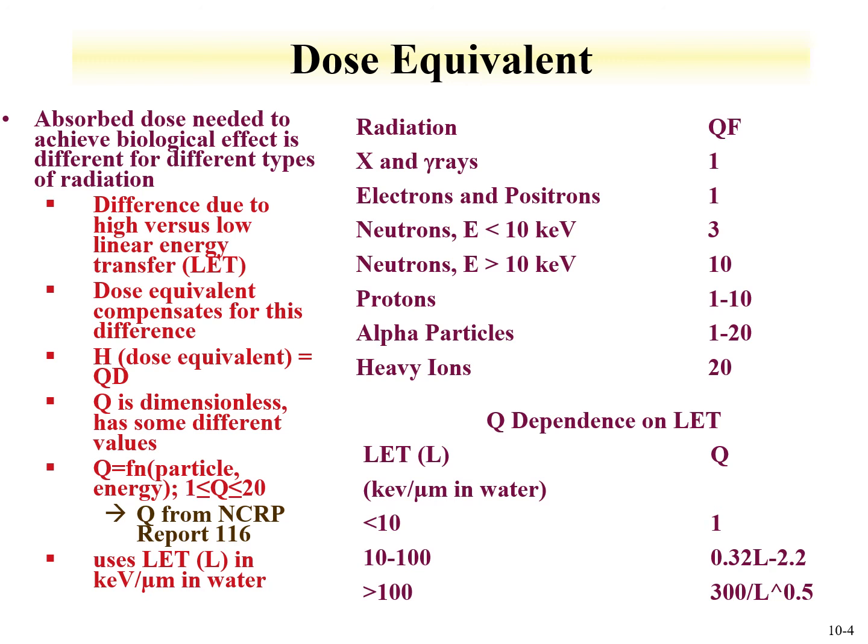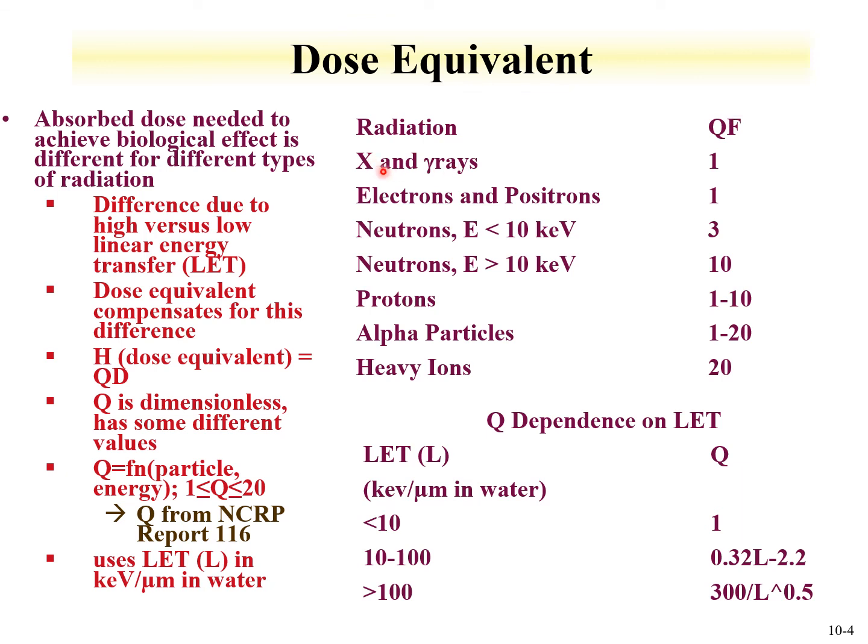It's often a function of the particle and the energy. Q can vary from 1 to 20. There's some information about what Q should actually be from the NCRP report listed here, the National Council on Radiation Protection. The data shown here defines the Q as a function of the type of radiation.